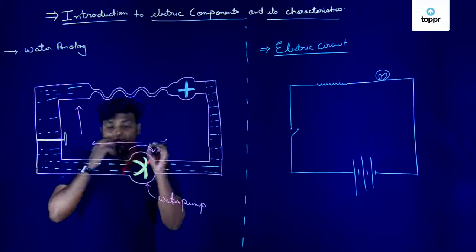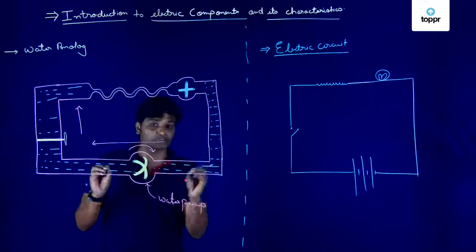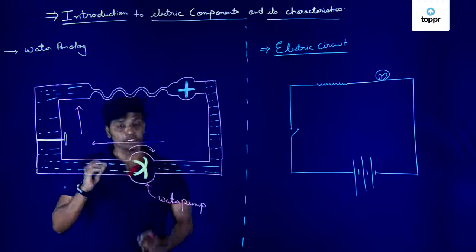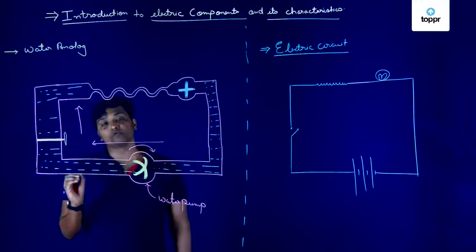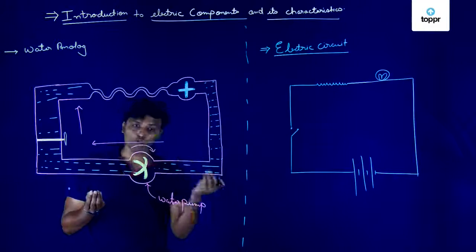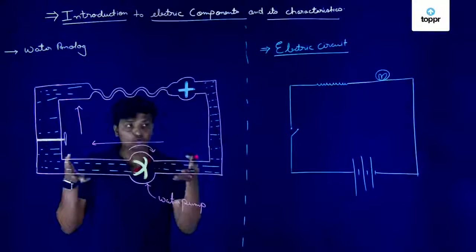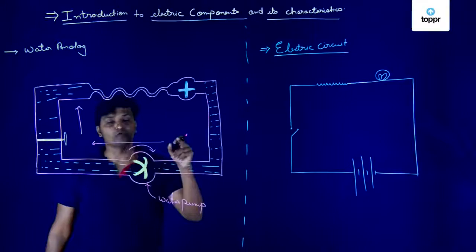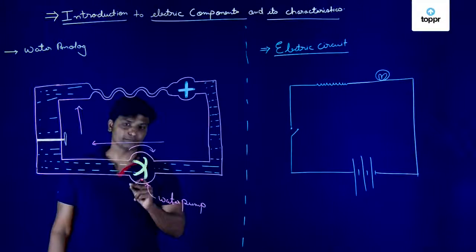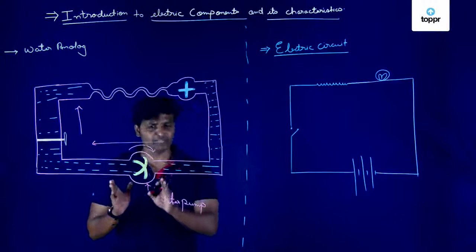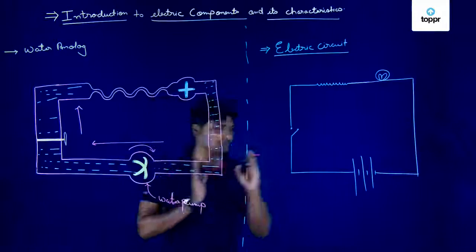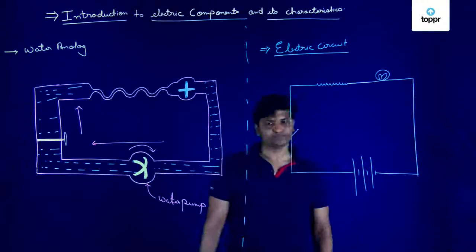That means, due to this pressure difference, you already know that water will always move from higher pressure to lower pressure. This water pump creates water pressure throughout this pipe, because of which the water starts flowing through the pipe. In the same way, the same job is done by the battery over here.